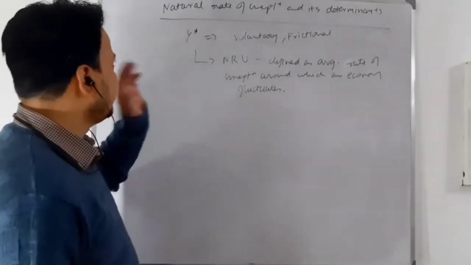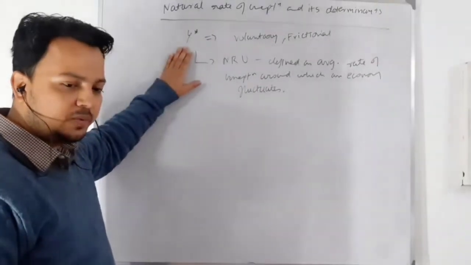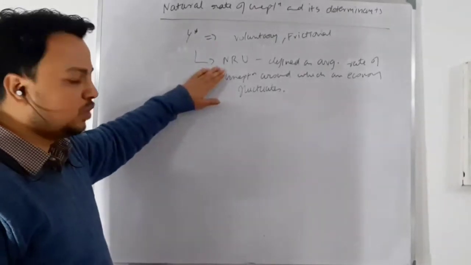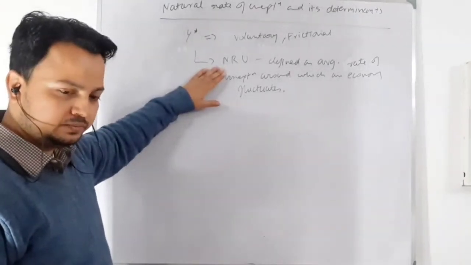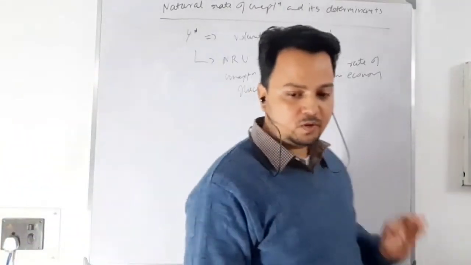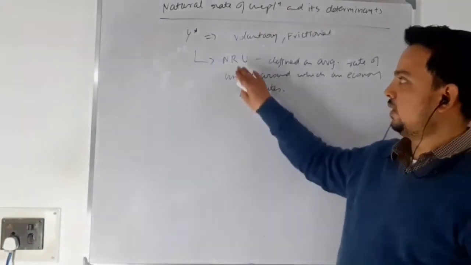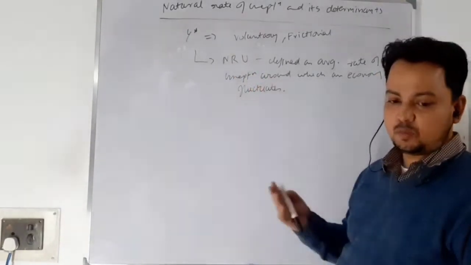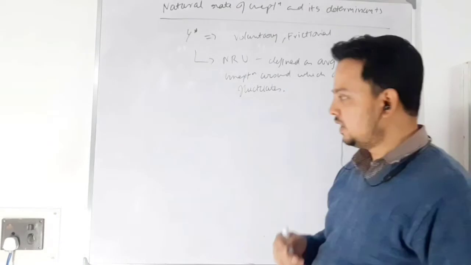Okay. What I am saying is that at full employment output, we can have unemployment. That unemployment is called the natural rate of unemployment. So the unemployment associated with the full employment level of output is called the natural rate of unemployment, and it is defined as the average rate of unemployment around which the economy fluctuates. Okay, let me give you an example.